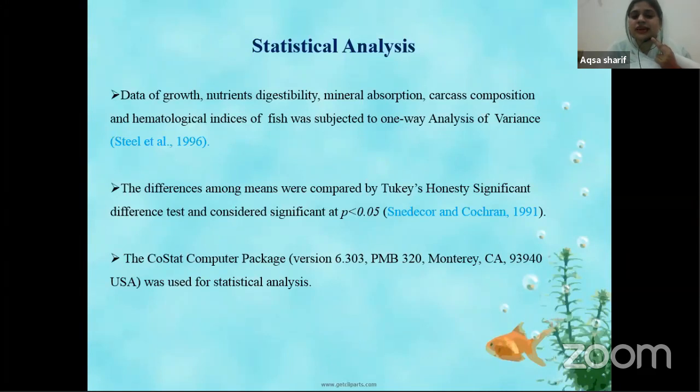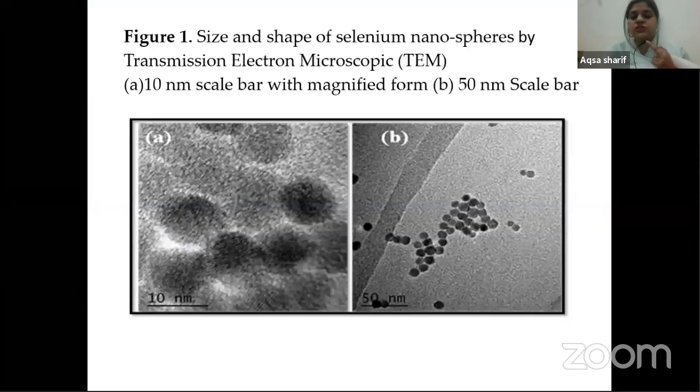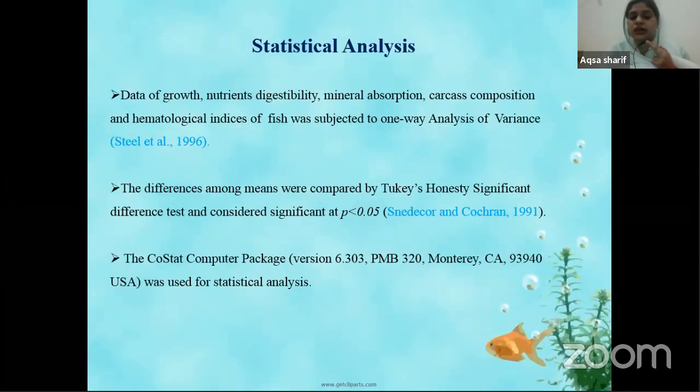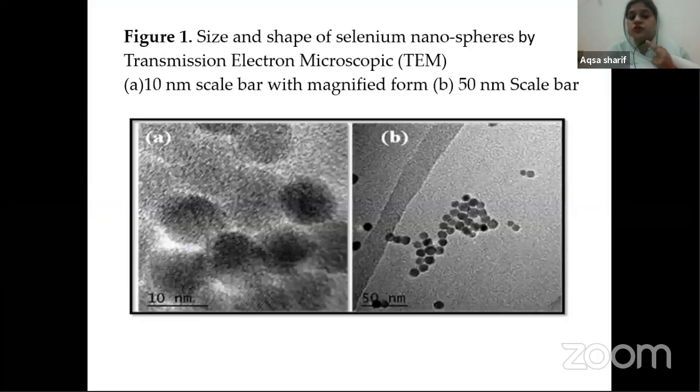And statistical analysis: the data of growth, nutrient digestibility, mineral absorption, carcass composition, and hematological indices of fish were subjected to one-way analysis of variance, ANOVA. The differences among means were compared by Tukey's honestly significant difference test and considered significant at probability less than 0.05. The CoStat computer package, version 6.303, was used for statistical analysis. And to illustrate the results, here is figure 1.